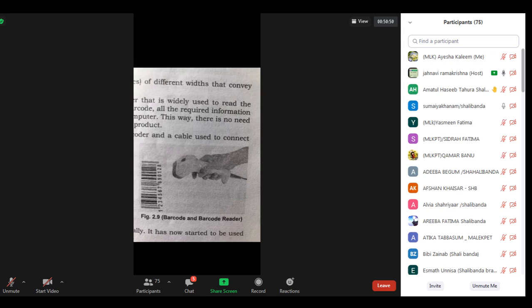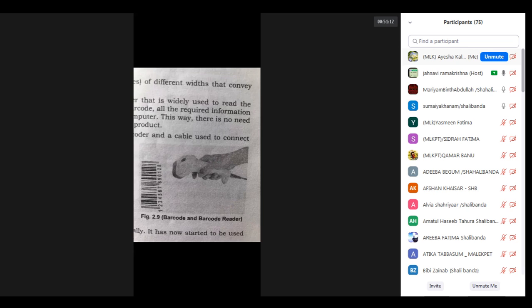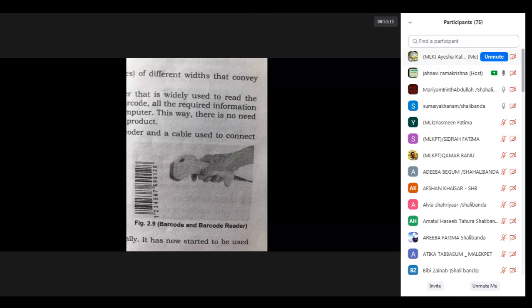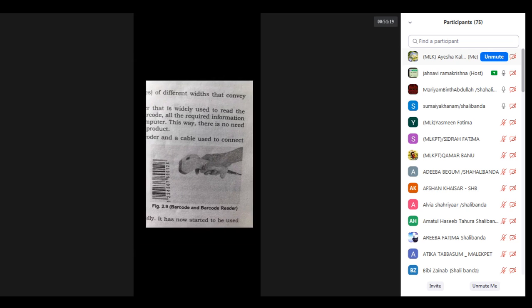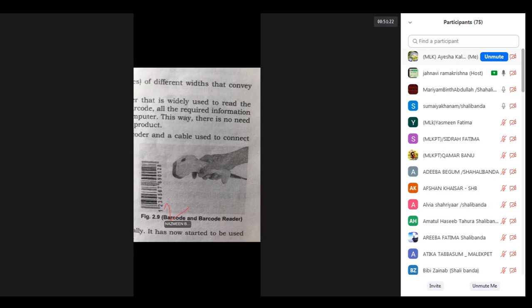Excuse. Amtul, Hasib, Tahura. Ma'am, she has texted that your voice is breaking. See, ma, if it is the case for everybody, then there is some network issue. If it is for you, please check your network connection, ma. If it is for everybody, then it's a problem with me. If you personally have some issues, then probably it's your network connectivity. Okay. So I'll end the session here.